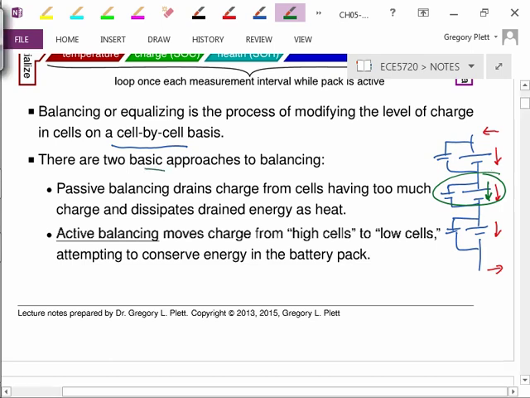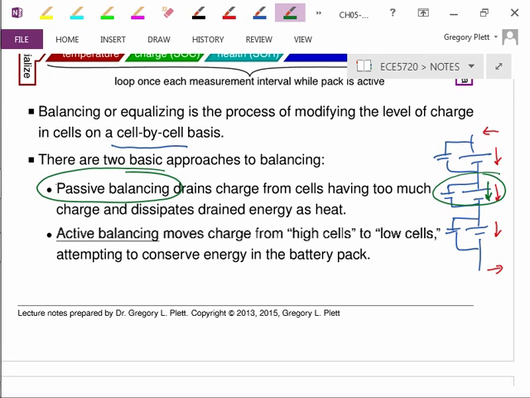One of them is passive balancing, and passive balancing simply drains charge from cells that have too much charge in them, and the dissipated energy is drained as heat. And we have to make an active choice to do passive balancing because we have to turn on circuitry that does the balancing. But the term passive, I believe, refers to the fact that we are not actively moving energy around in that sense, but we are passively dissipating energy as heat.